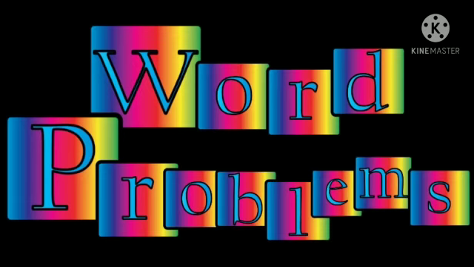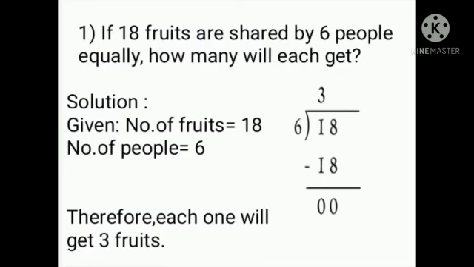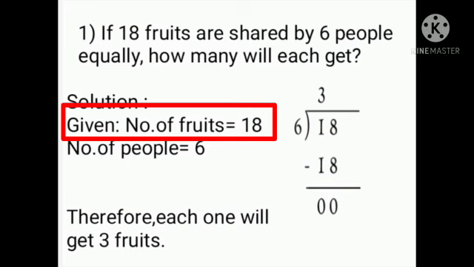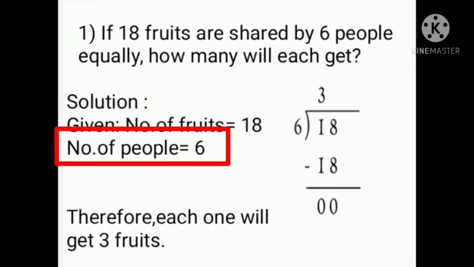Let's move on to the next, that is word problem. So let's see our first sum. If 18 fruits are shared by 6 people equally, how many will each one get? So let's go for solution. Given number of fruits 18, number of people 6. Which method we are going to use? Division. So let's arrange the number and start saying 6 table till we get the answer 18.